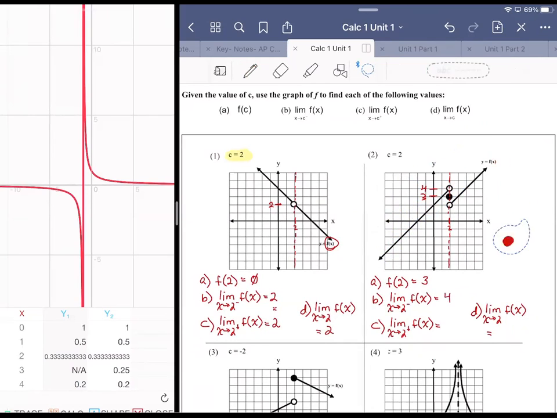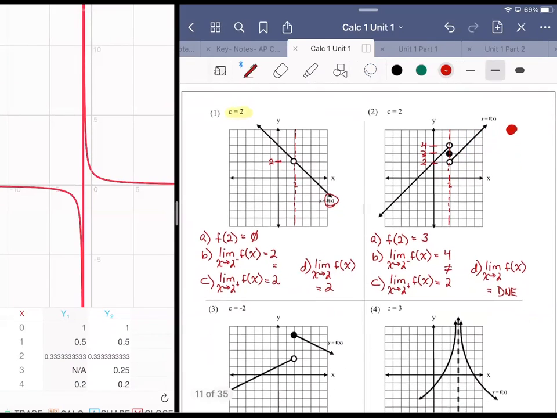Coming in from the right, I'm following the path and getting closer and closer to the x value of 2. I'm aiming for this open circle, which has a y value of 2. These two limits are not equal, so the limit as x approaches 2 of the function f of x does not exist. All right? There's a disagreement. From the left and from the right, you're not aiming for the same point.